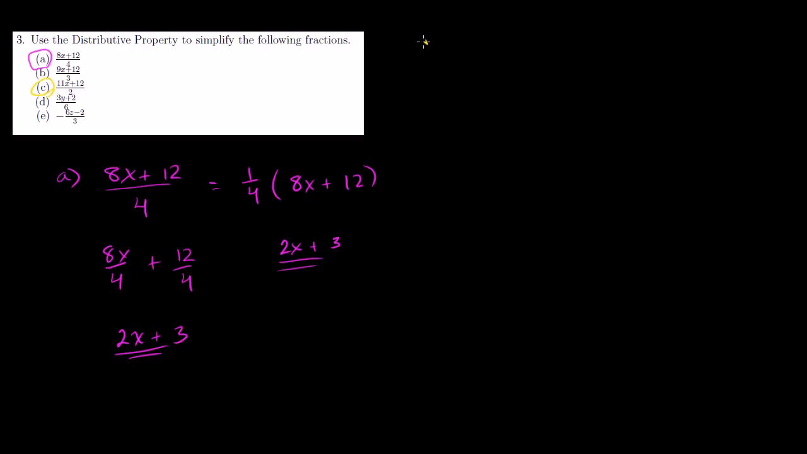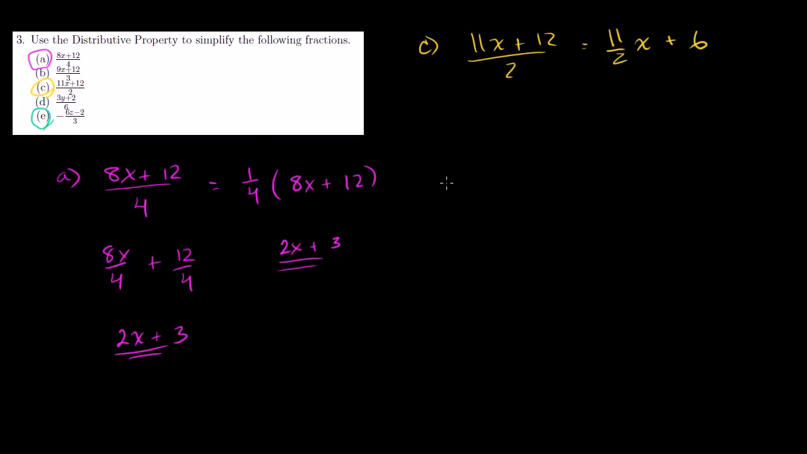C. C, we have 11x plus 12 over 2. Just like here, we could say this is the same thing as 11. We could write it as 11 over 2x if we like, or 11x over 2, either way, plus 12 over 2, which is plus 6. And then let's just do one more.